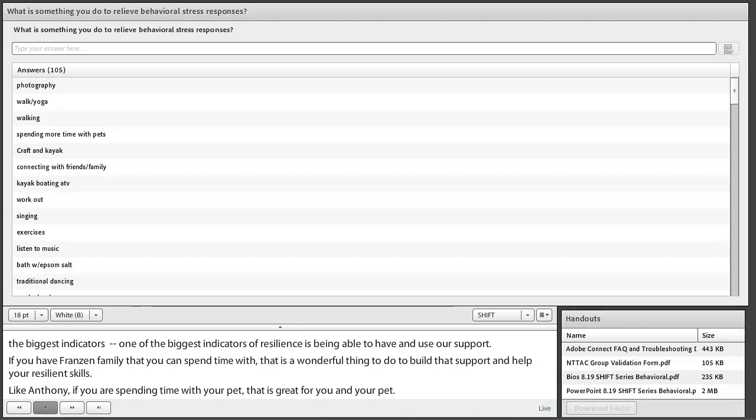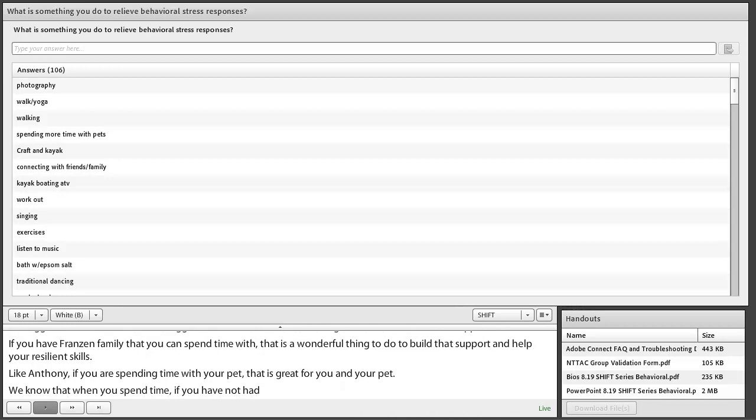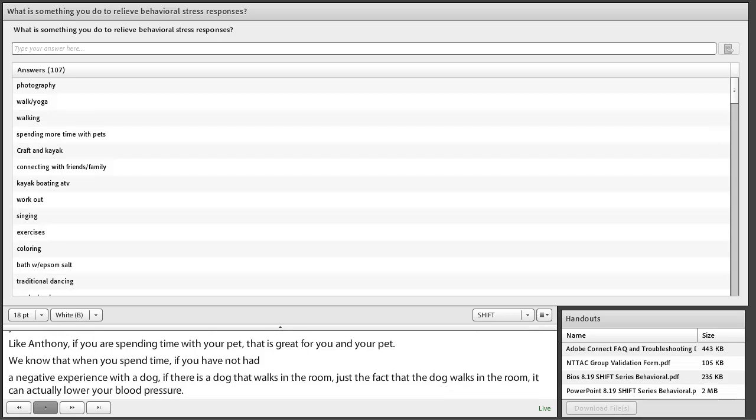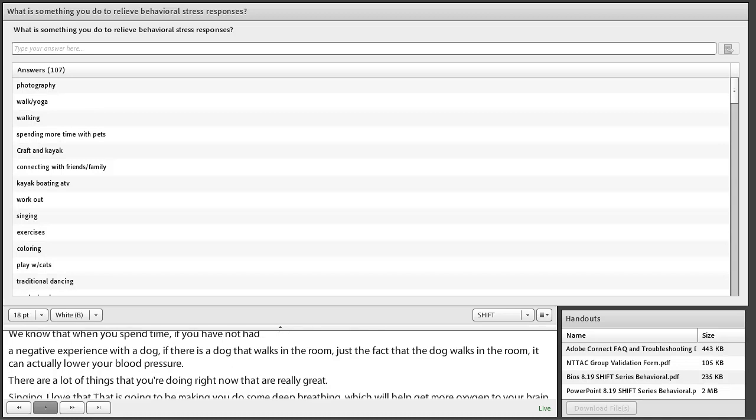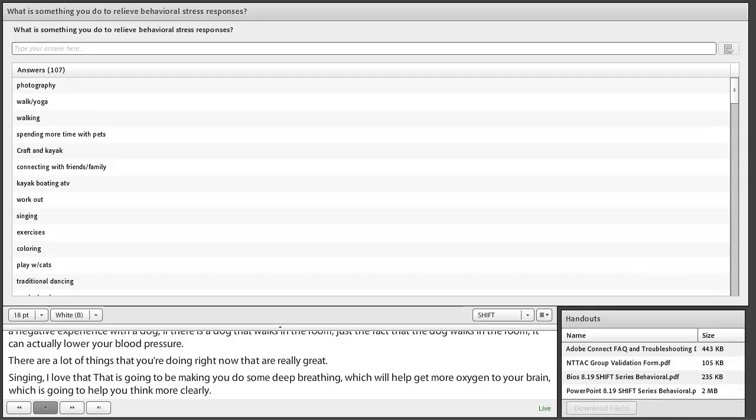Singing, I love that because, again, that's going to make you do some deep breathing, which is going to help get more oxygen to your brain, which is going to help you think more clearly. And it's also allowing your voice to be heard and making yourself feel better just by the process of singing. So the responses that you all are giving are wonderful responses. It sounds like you're really on top of it. Yeah, I really like the responses.